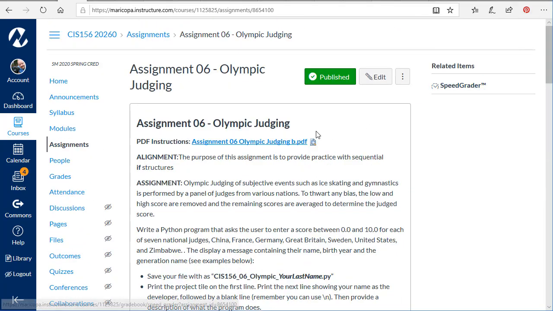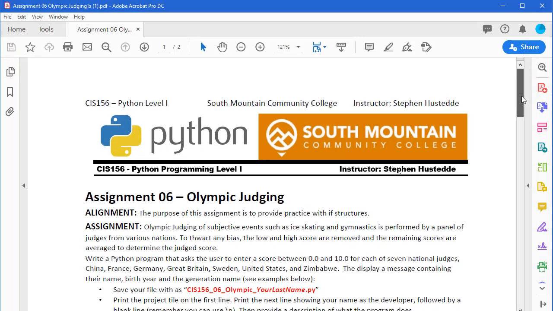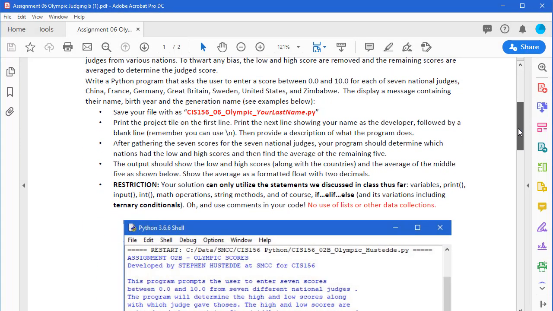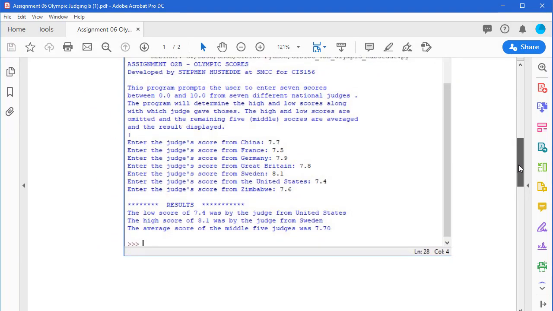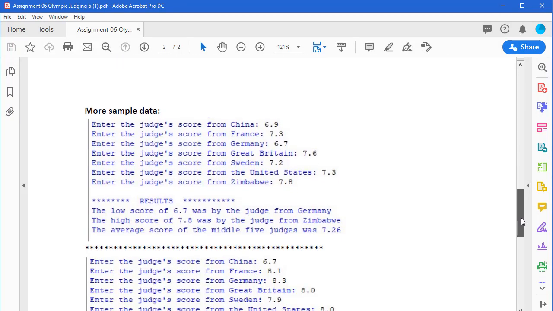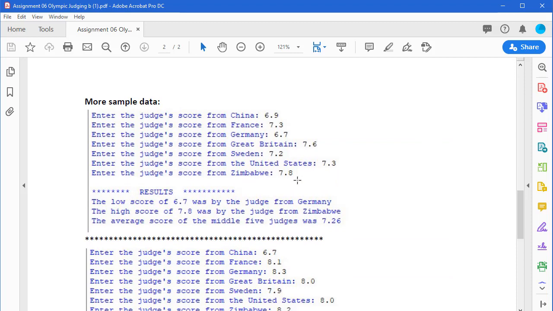There's also a PDF. Open up the PDF. So here's the PDF file. Pretty much the same thing that's presented in Canvas. I give you some examples. You can use the data here to test your program once you complete it to make sure it's getting the correct results. So let me run my project.